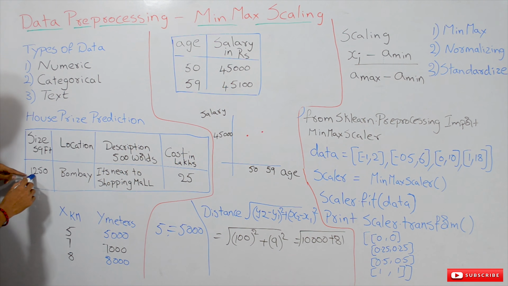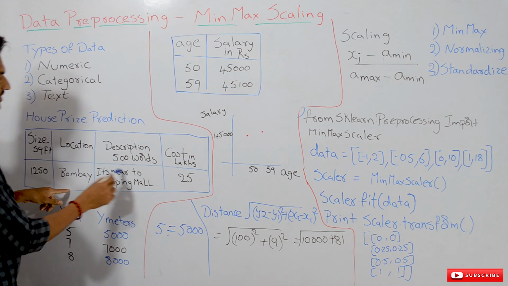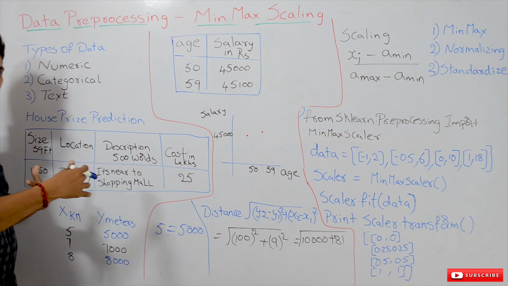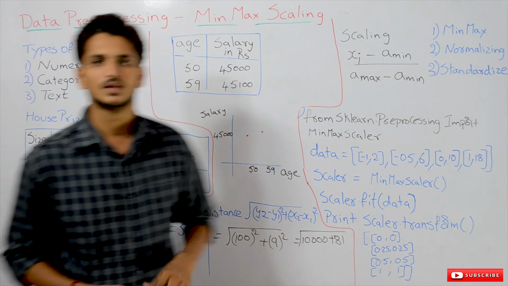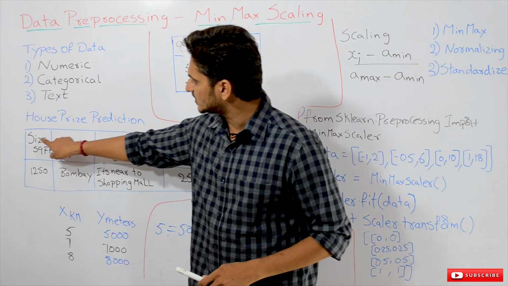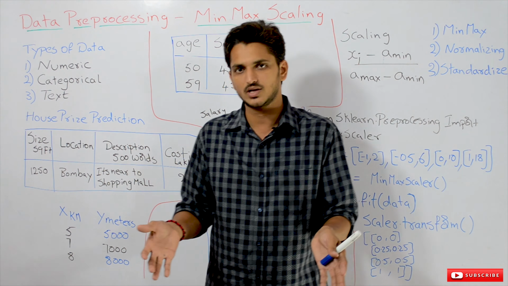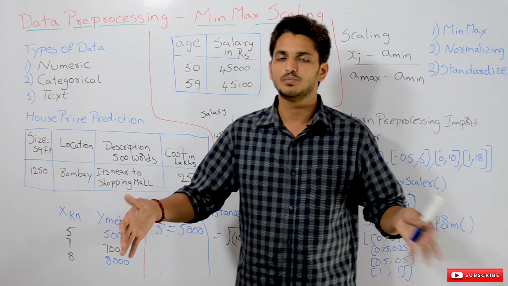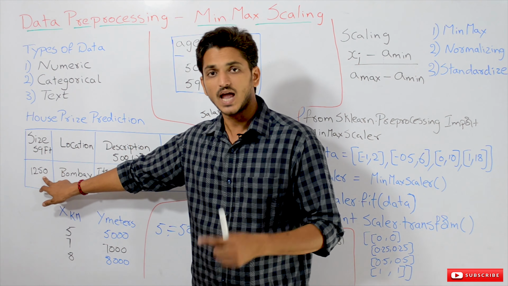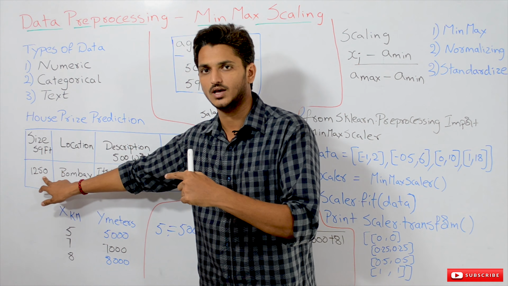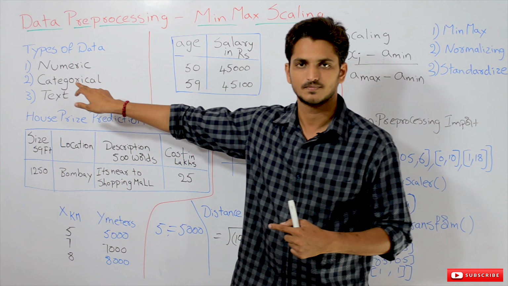The size of the house is 1250 square feet, location is Bombay, description about the house, it's near to shopping mall, like that we can write some sentences here, and the cost of the house is 25 lakhs. So consider the size of the house in square feet. Our house may be 1250 square feet, 2000 square feet, 5000, 50,000. Based on the size of the house, these values are dependent, and these values are numerical values. This type of features we call numerical features.